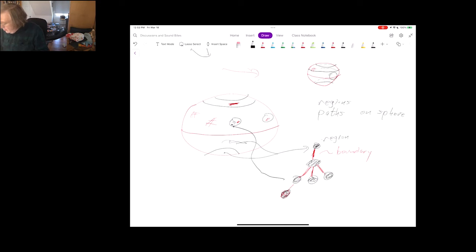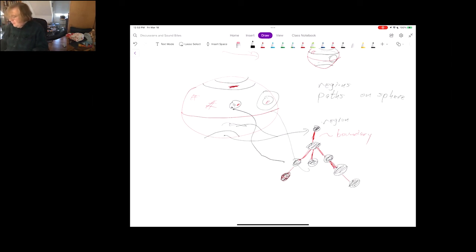So this one here has nothing. That's this one. This one here, if I finish it, has two more regions attached to it. So here's this tree diagram. Like so, here's the tree diagram.